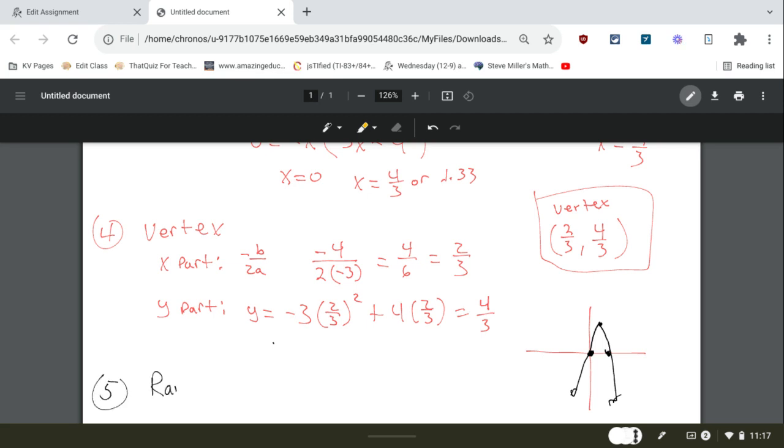The last thing here, we'll identify the range. Because it's opening down, the y values are from negative infinity up to whatever that y value is, which is going to be 4/3, and we'll do a bracket there. That's our range. We'll say y is less than or equal to 4/3, or 1.33.